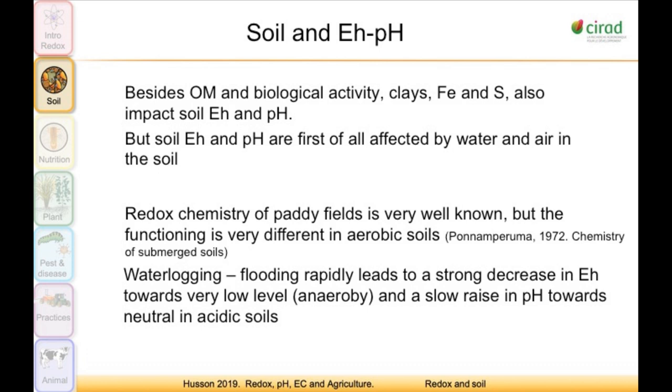So in fact, if it's water and air in the soil, what's happening is that the redox chemistry in paddy field is very well known. It's submersion, and redox is dropping very fast. pH is raising a little bit, but as soon as you have water saturation or submersion, EH is dropping, really. The redox chemistry is 50 years old. We know this very well since more than 50 years. So water logging is really this: dropping the EH and raising the pH.